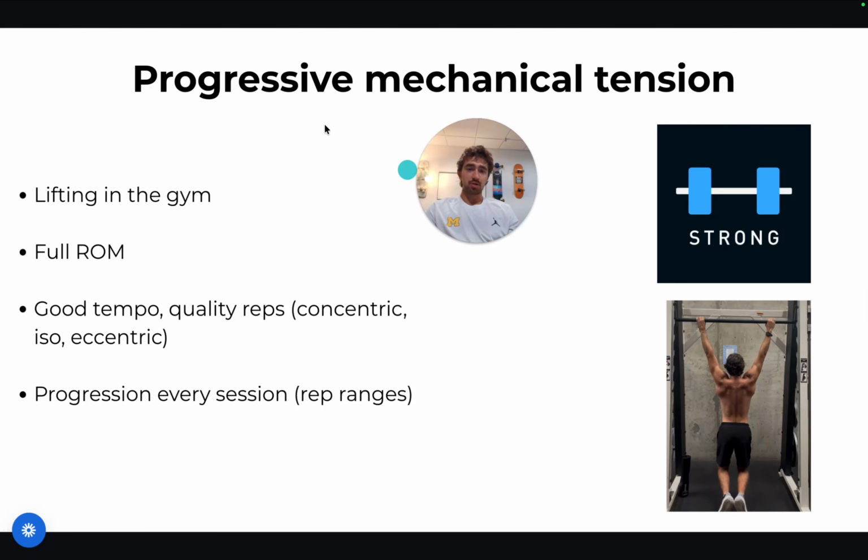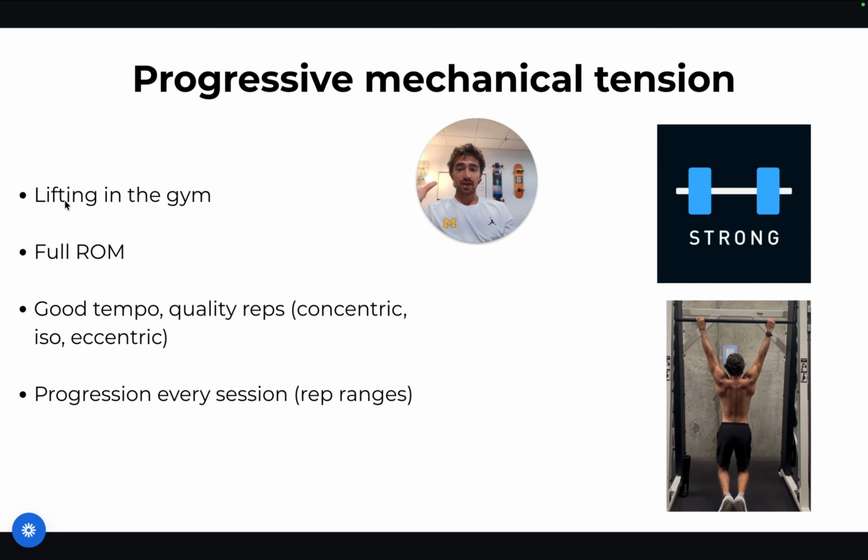So first off is progressive mechanical tension. This is basically just getting good workouts in the gym. It's really overlooked. A lot of people just show up to the gym. You think you're doing a good workout, but you don't really have a plan to go in there and actually make progress. I know I talk a lot about nutrition on my channel, but if you're not getting the lifting right, if you're not actually getting correct mechanical tension and progressing with that, then there's really no point to the nutrition in the first place.